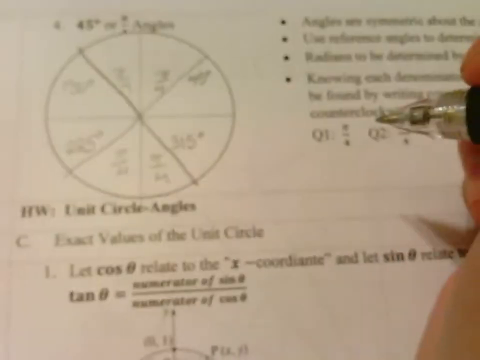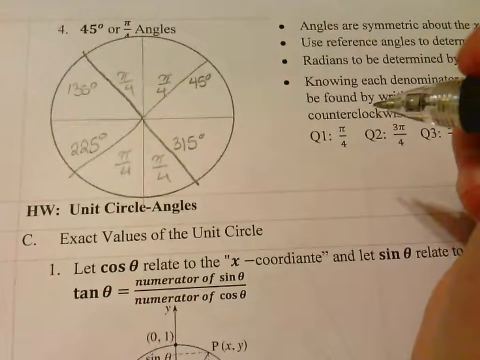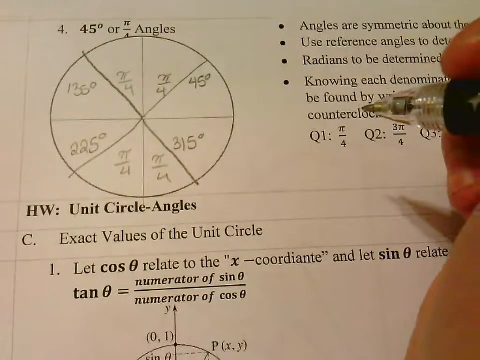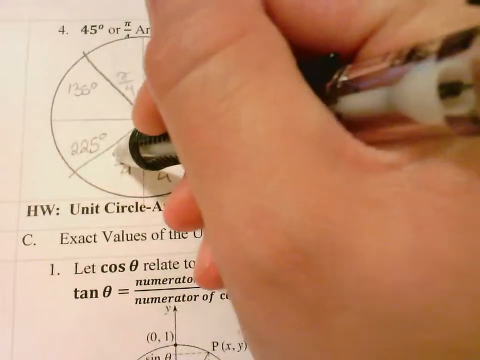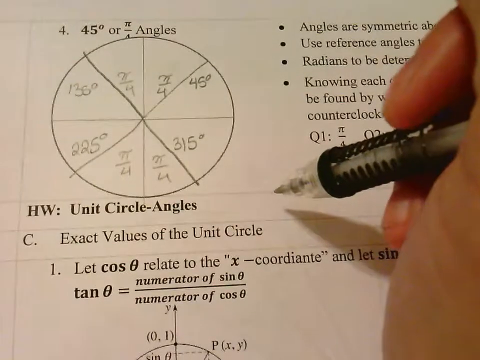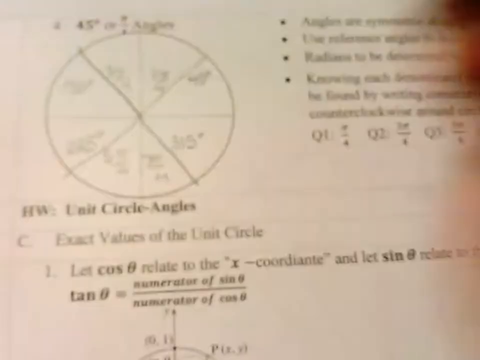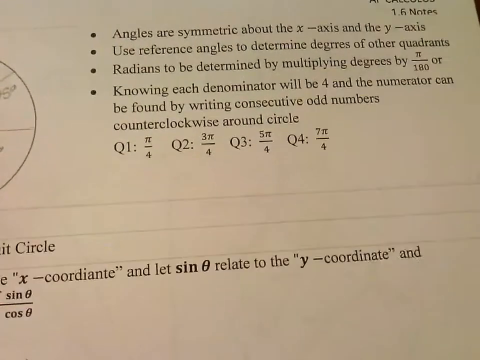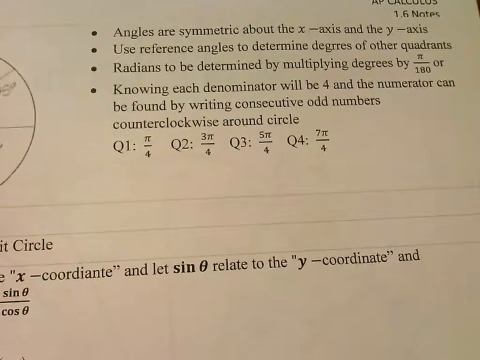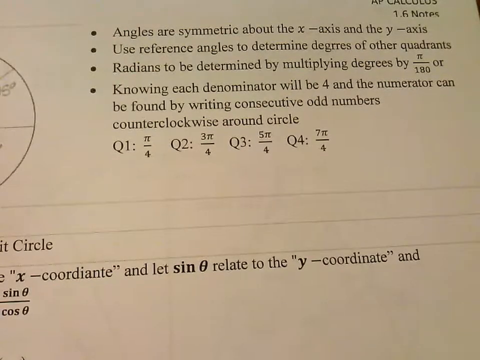You could do these like the other ones, but the best way to do 45s is just count from the odds to 7. So you're going to have 1, 3, 5, 7. Easy enough. So that's going to be 1, 3, 5, 7. Each denominator would be 4, and the numerator can be found by writing consecutive odd numbers counterclockwise around the circle.